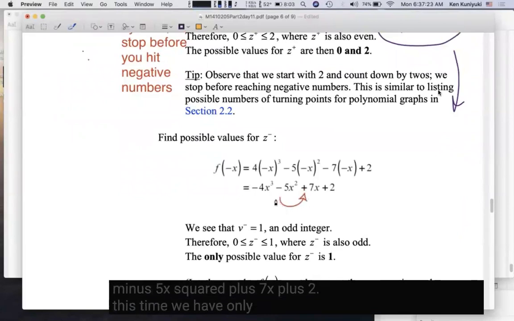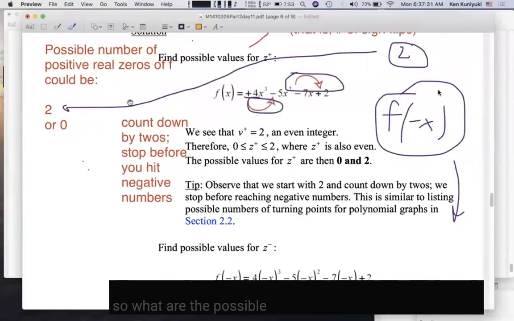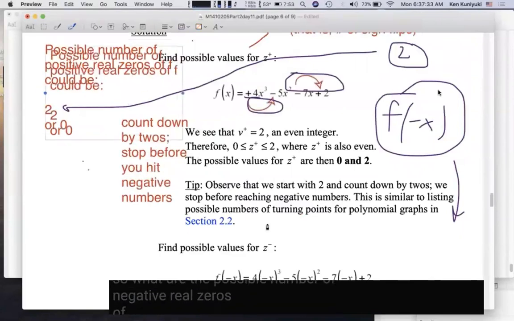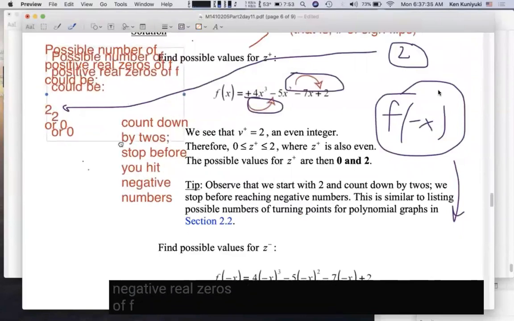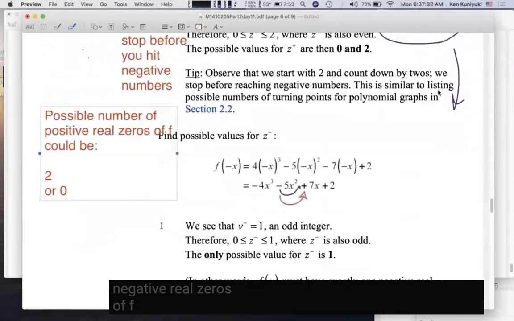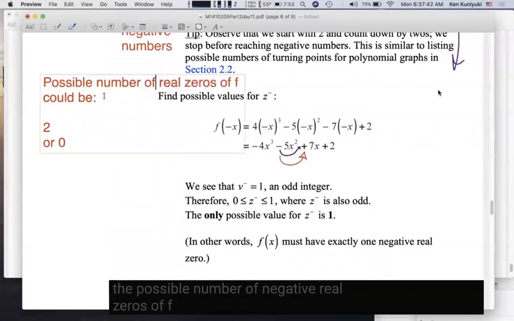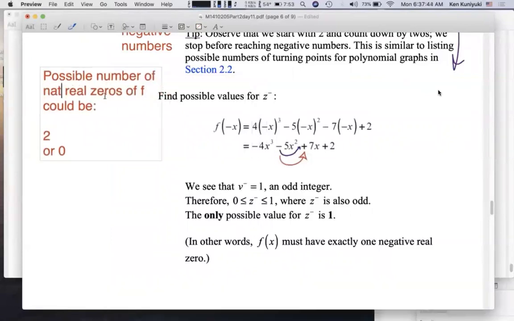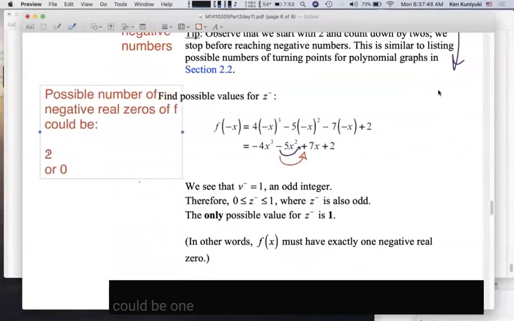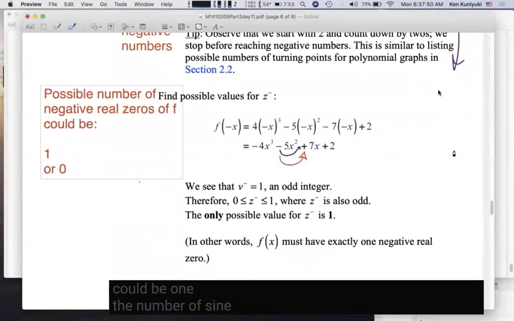This time, we have only 1 sign flip or sign variation from here to here. So what are the possible number of negative real zeros of f? The possible number of negative real zeros of f could be 1, the number of sign flips we get here.